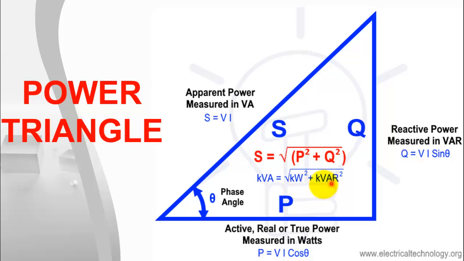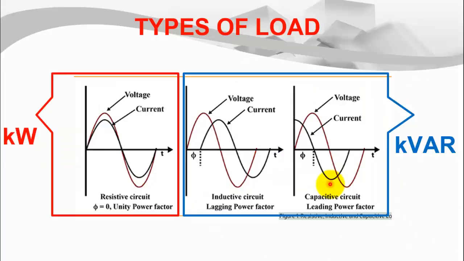And these are the types of load that can consume kilowatts and kVAR. We'll see these types of power in more detail in this slide, in which we have three different types of load. The one in red is the resistive circuit, in which the angle between the voltage and current is zero, and there is only a difference in the magnitude of both quantities. This type of load consumes only real power in kilowatts.